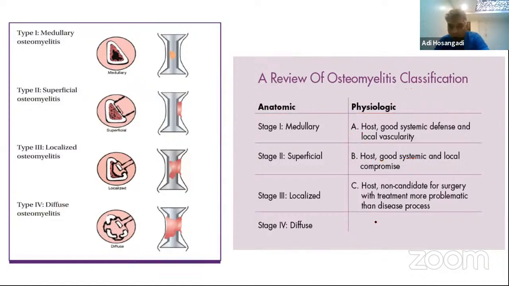Okay, as I told you, systemic response of the host is good, local response is compromised, means there will be no fever and chills and other things, but locally there is compromised response. There can be pus formation, there can be discharging sinus. If there is a very good systemic response and a very good local response, it can end up in the form of Brodie's abscess. I'll not go into that. But this is the type of, as I told you, anatomical types. Simple.